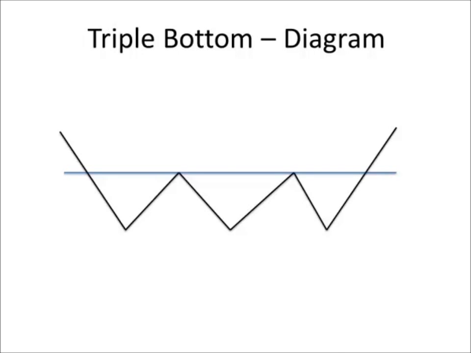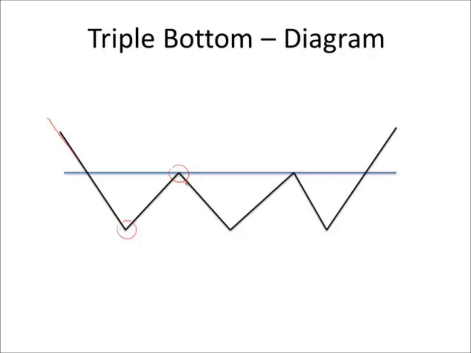Now we have the diagram for a triple bottom. This should be very familiar to you by now. As you can see, it is just the mirror image of the triple top. So we'll quickly go through it. We have, again, the blue line here is our neckline, which acts as our resistance line. Price is in a downtrend, it's coming down this way, and makes a bottom or trough down here. Then the price goes up, and it hits the neckline, the resistance line.